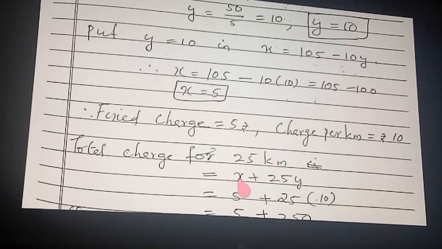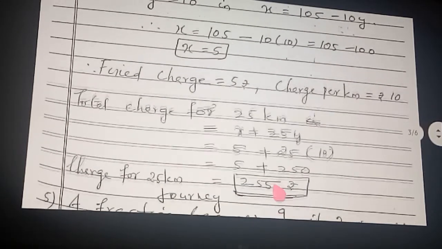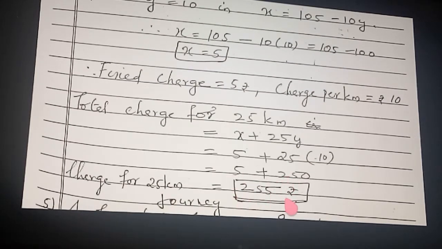Clear? So in the place of x you apply 5. In the place of y you apply the value of y. So how much? 250 plus 5, 255 rupees. What is the charge for a 25 kilometer journey? The charge for a 25 kilometer journey is equal to 255 rupees. Okay. Clear now? Let's copy now. Okay, students, copy that.